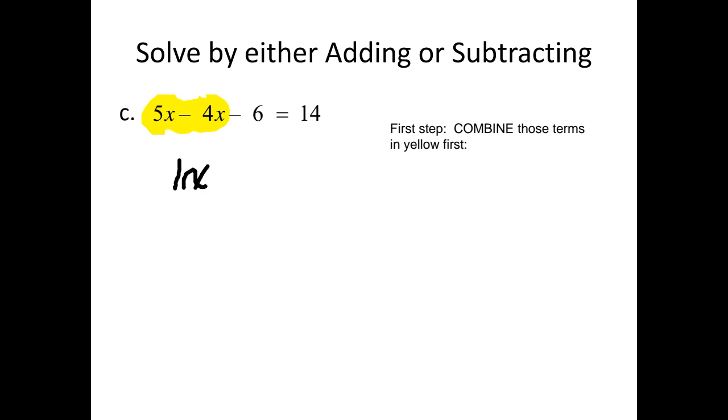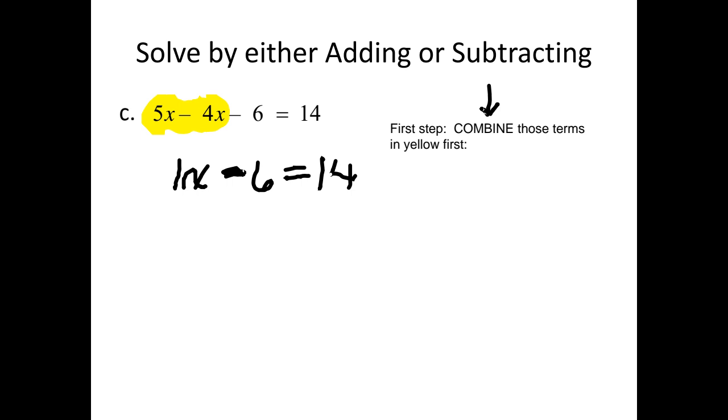Now, do you have to write that 1? No, because remember, 1 is a number mathematicians write and sometimes they don't. And then I have negative 6 equals 14. I'm combining terms. The yellow terms get combined first.